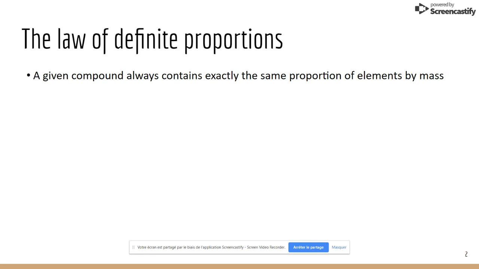So the law of definite proportions just states that a given compound, for example, CO2, is always going to contain the exact same proportion of elements by mass. So for example, in the case of CO2, that will always contain 27.3% carbon and the rest oxygen. And that just logically makes sense because we're always going to have the same ratio of different types of atoms, and on average, atoms will have the same mass as one another.